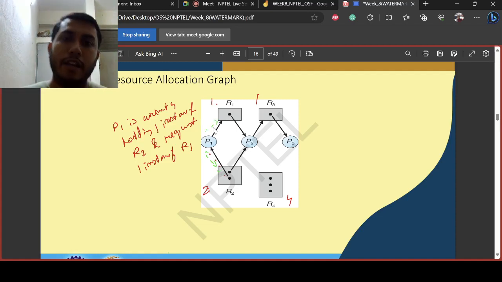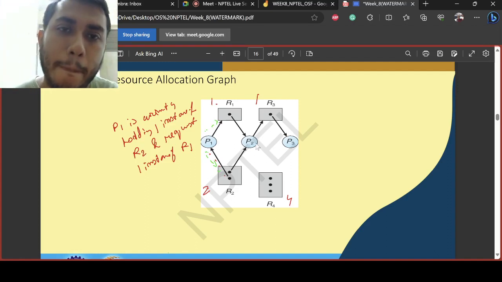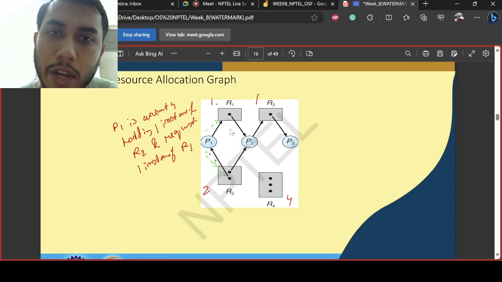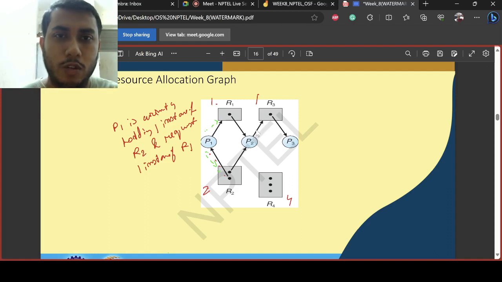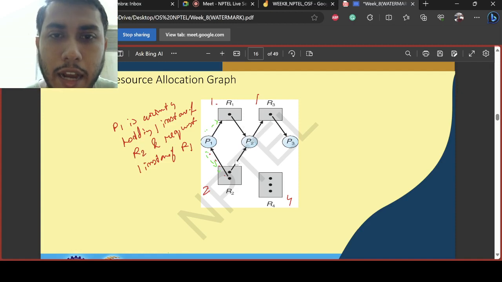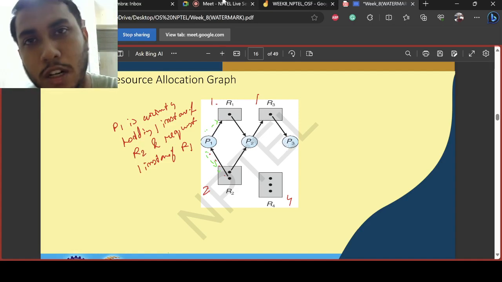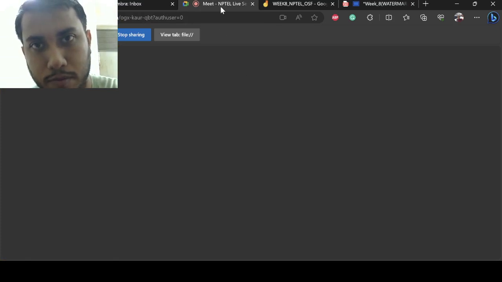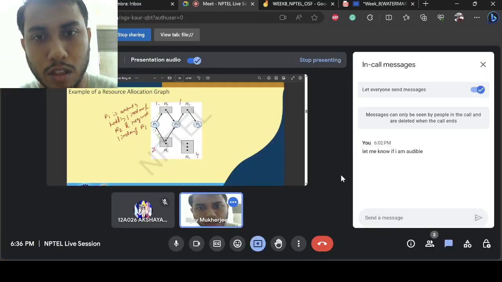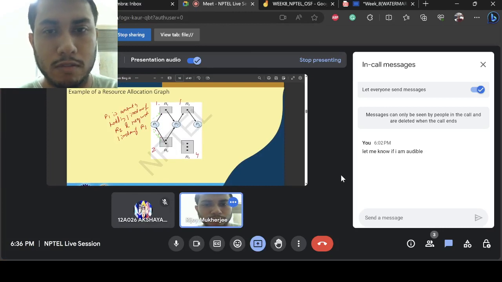Okay. Similarly, here P2 is currently holding 1 instance of R1 and 1 instance of R2. P2 is also requesting 1 instance of R3. P3 is currently holding one instance of R3. So this is an example of your resource allocation graph. Any doubt understanding the resource allocation graph? Let me know.